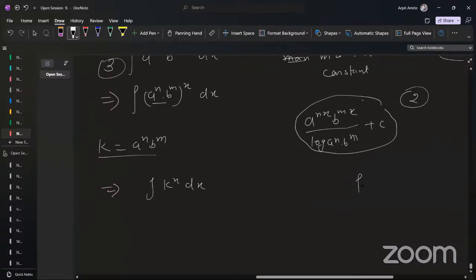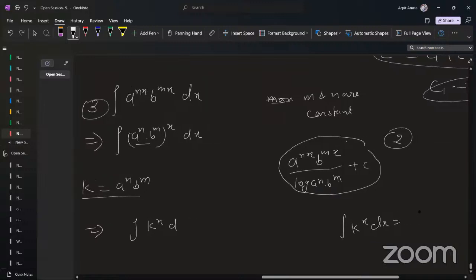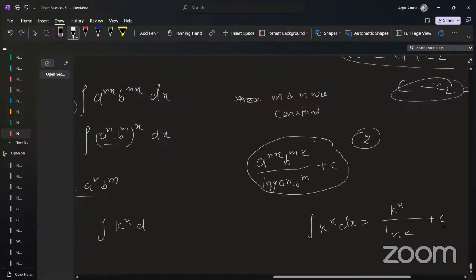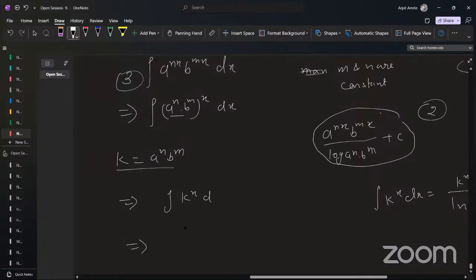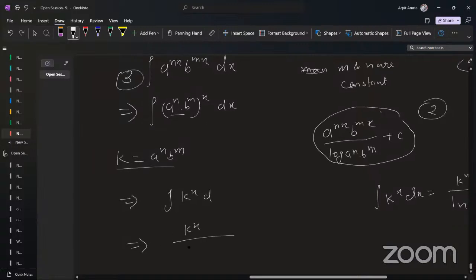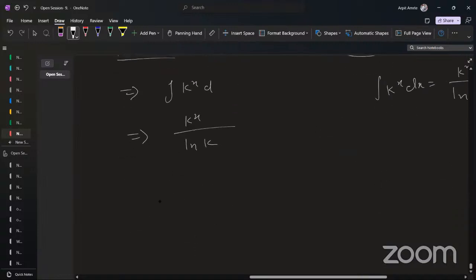Now I have the formula. If I have a raised to the power x dx, or in this case k raised to the power x dx, what will it be? It will be k raised to the power x divided by ln k plus c, right? This is the formula. So it will be just k raised to the power x divided by ln k, and just put the value of k here.